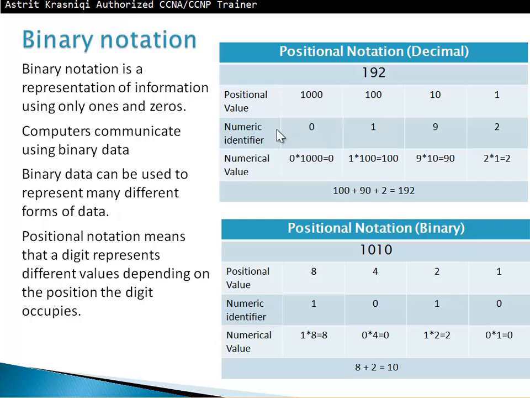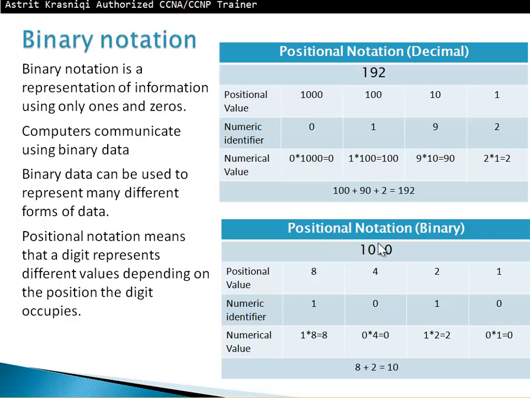For example, we don't have anything under the 1000s, but we have 1 under 100s, and then we have 9 under tens and 2 on units. So 1 times 100 is 100, 9 times 10 is 90, and 2 times 1 is 2. We add all these together, 100 plus 90 plus 2, that equals 192. We are so used to decimal values, we just look at them and we know what they represent.